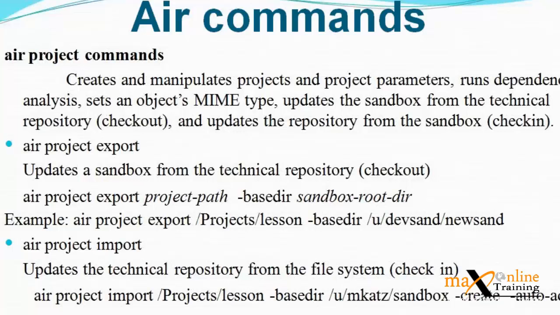If you have access, you can do it from the backend using add project export. It is used to check out a sandbox from the repository, updating a sandbox from the technical repository. The command syntax is add project export, the project path, and then hyphen base dir with the sandbox path, and for the check-in you have to use add project import. There you can check whether this particular command is working correctly or not, with just a dry run. This hyphen dry run option is present for most of the commands. You can check the parameters in the help file.